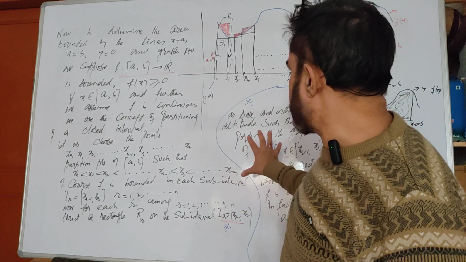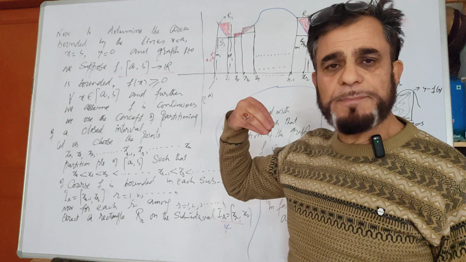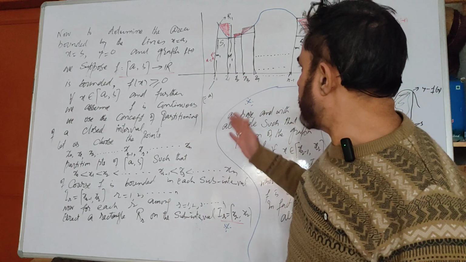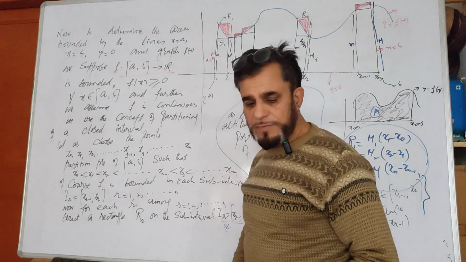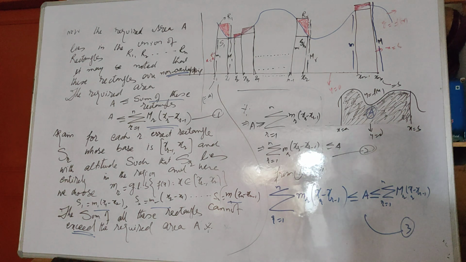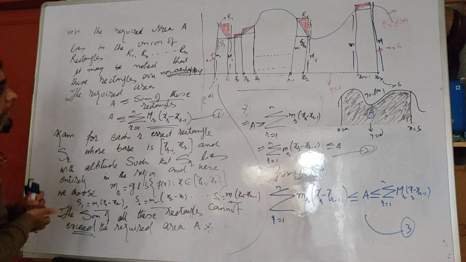So this you have understood, the sum of the outer rectangles, the part of which is outer. Now we write similarly the sum of all the lower ones. Then we will explain something more. Let us continue with this.